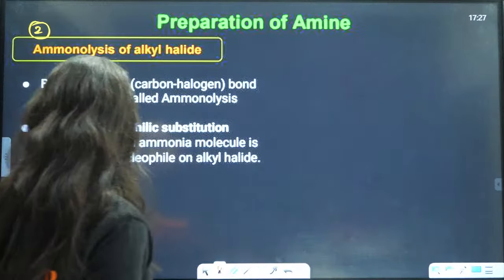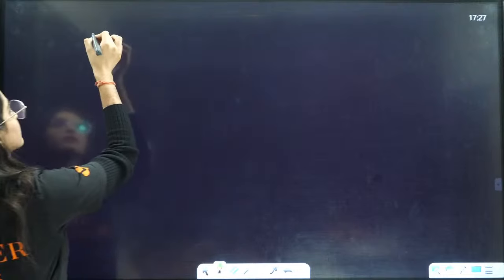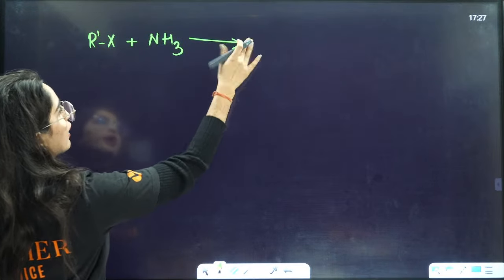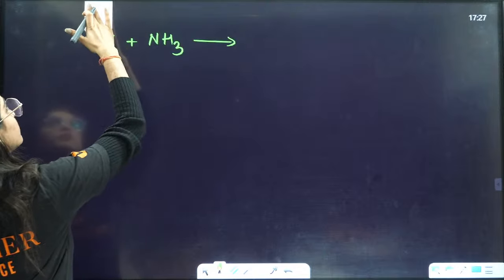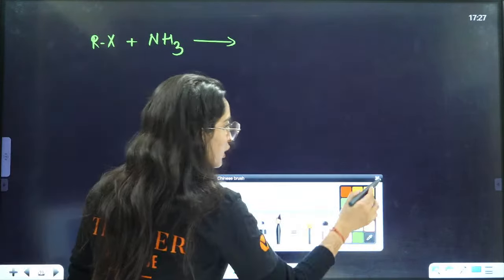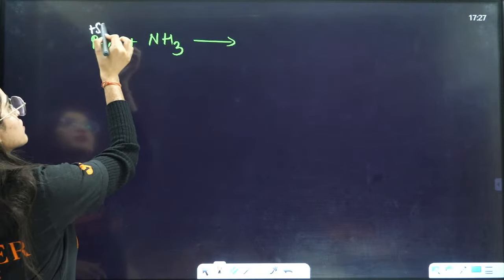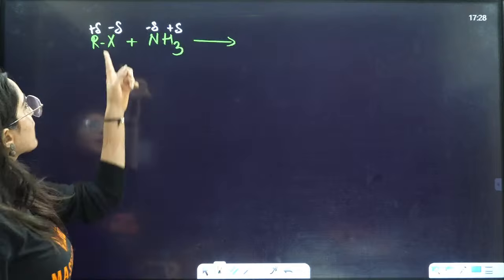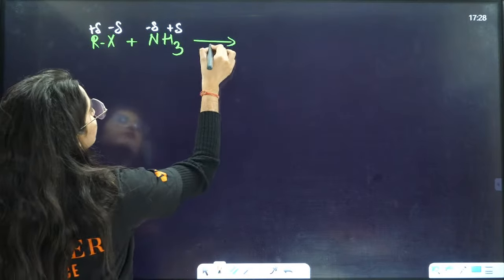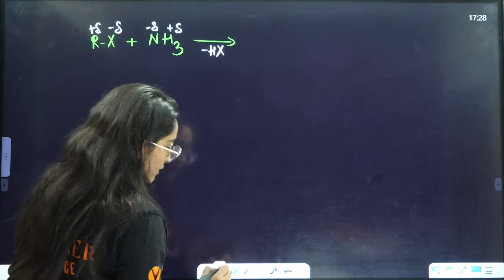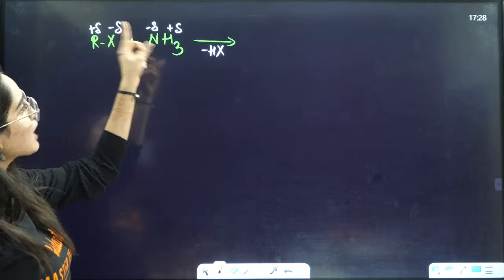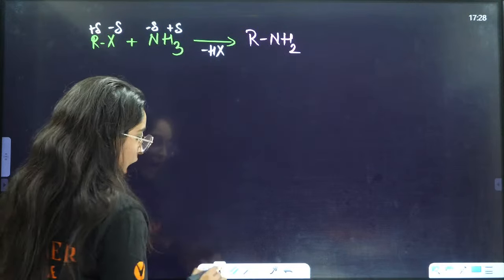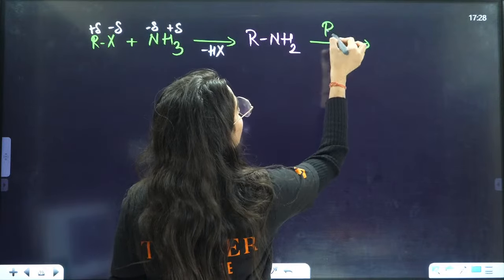Let me write this down on the next page. This is R-X plus NH3. What you will have is R, because initially you have only one R. We know that this R is partially positive and X is partially negative, and this nitrogen is partially negative and hydrogen is partially positive. That is why the positive will link to the negative, and you will have the release of HX, and the formation of RNH2.